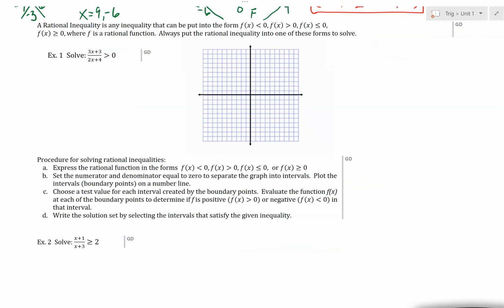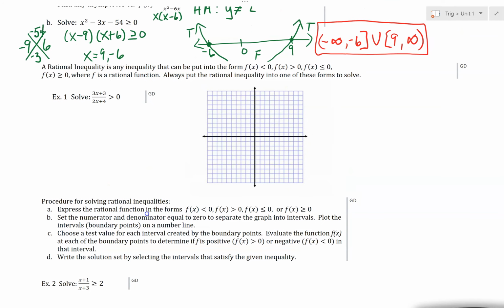All right, a rational inequality is any inequality that can be put into that same form we've been talking about, where f is a rational function. Always put the rational inequality into one of these forms to solve. So this one is already in that form. There's nothing unusual here. So we have to solve this.